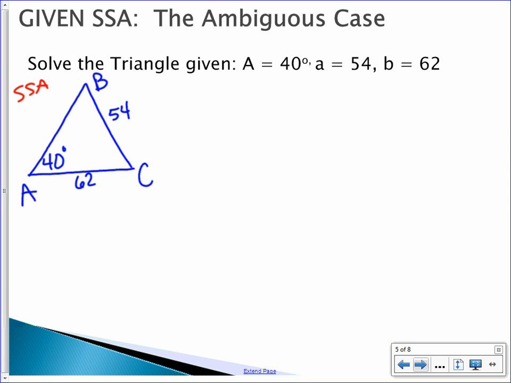What is the first piece of information we have to find? The only piece we can find right now. Angle B, right? In order to set up our law of sines proportion, we need an angle and its opposite side. So we have angle A and side A, so we can set up this part of the proportion. We also know side B, so we can set this equal to the sine of B over side B.